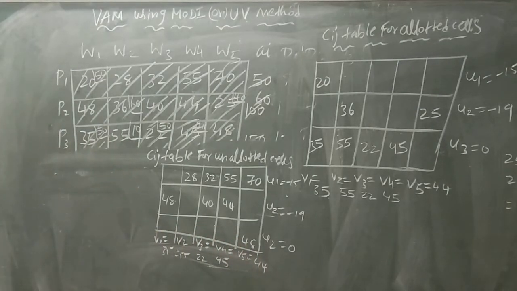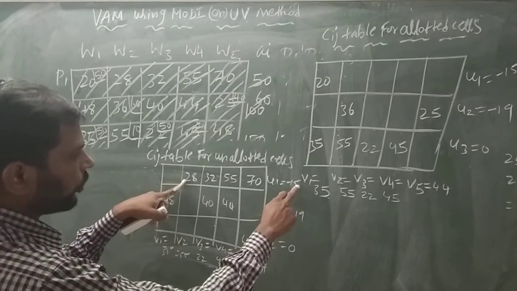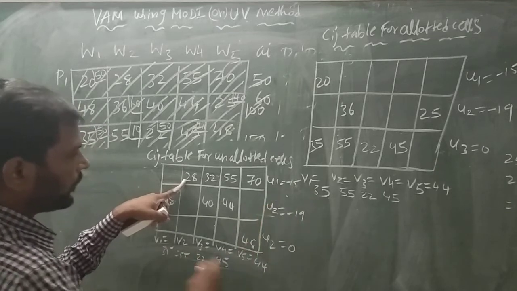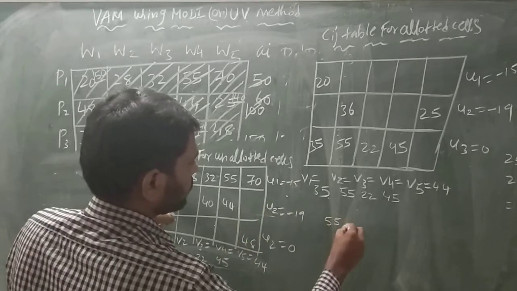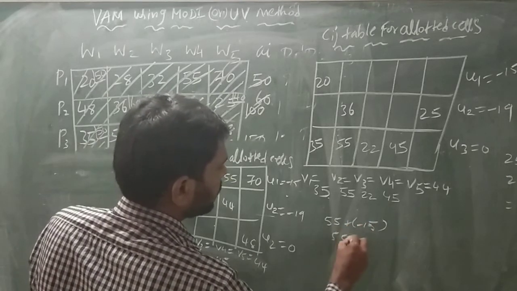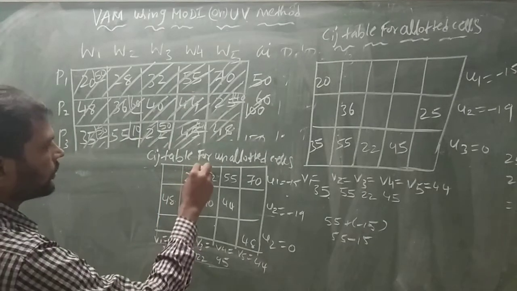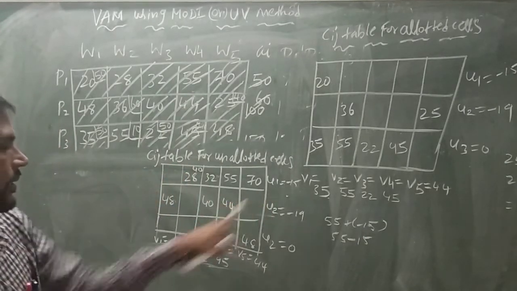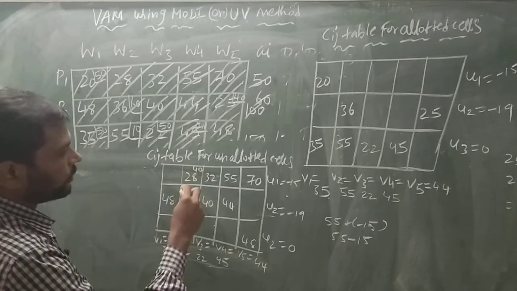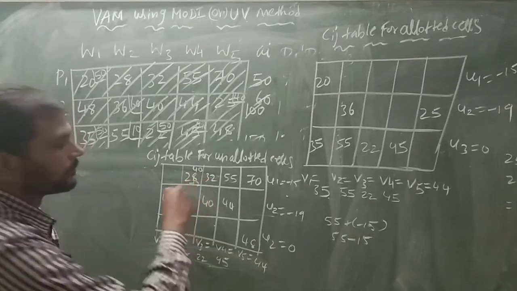So now I find the value for 28. For 28, the row value is minus 15 and the column value is 55. I add these two values: 55 plus minus 15, so 55 minus 15 is 40. So I enter this value above, and next is 28 minus 40, which is minus 12.